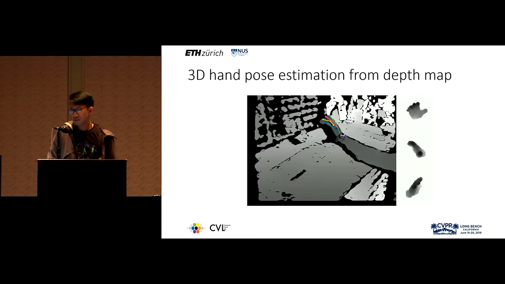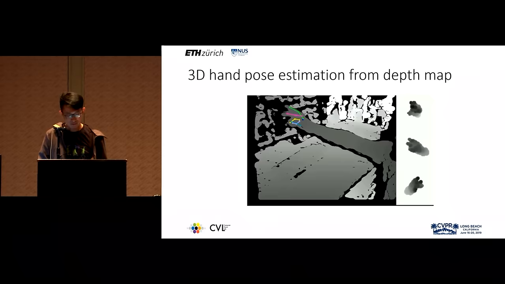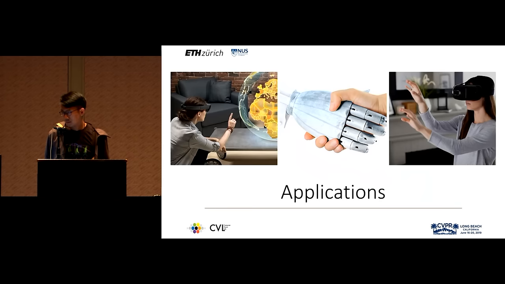We consider the problem of 3D hand pose estimation, which is to estimate the 3D coordinates of hand joints from a single depth map. It has important applications in human-computer interaction, in augmented reality, virtual reality, and also in human-robot interaction.